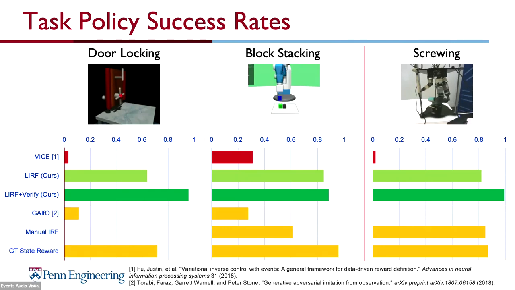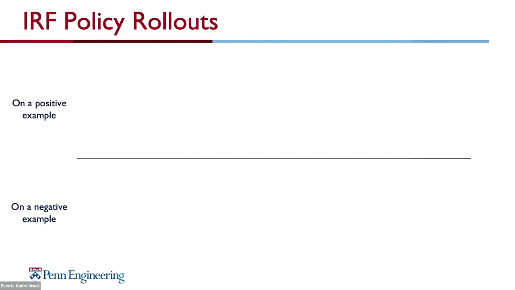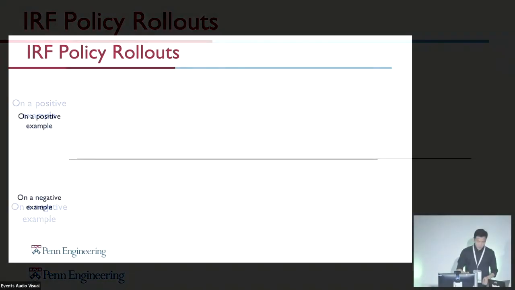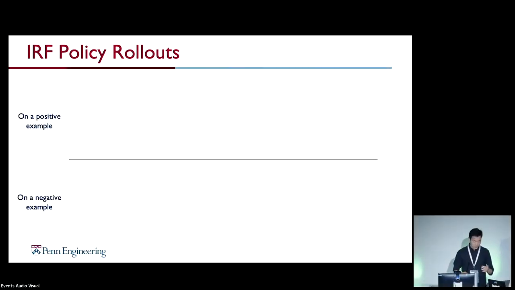We even compared LIRF to methods that have access to actual privileged information, like demonstrations, manually engineered verification behaviors, and ground truth state rewards. And we find that it performs on par or better than all of them. So it looks like the rewards provided by our interactive reward function policies did indeed produce good task policies.